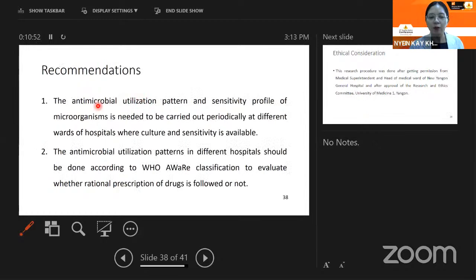For the recommendation, the antimicrobial utilization pattern and sensitivity profile of microorganisms need to be carried out periodically in different wards of the hospital where culture and sensitivity is available. The antimicrobial utilization pattern in different hospitals should then be evaluated according to the WHO AWaRe classification to see whether rational prescription of drugs is followed or not.